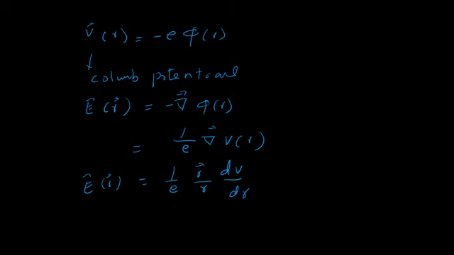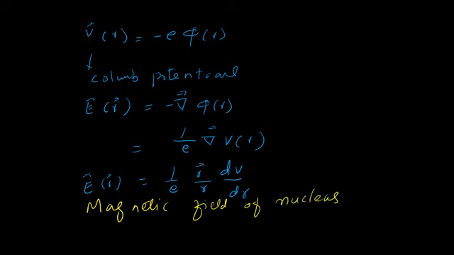So now we have calculated the electric field. Now what will be the magnetic field of the nucleus in the rest frame of the electron? Next we need to know the magnetic field of the nucleus, which is the magnetic field corresponding to the electric field of the nucleus, in the rest frame of the electron.